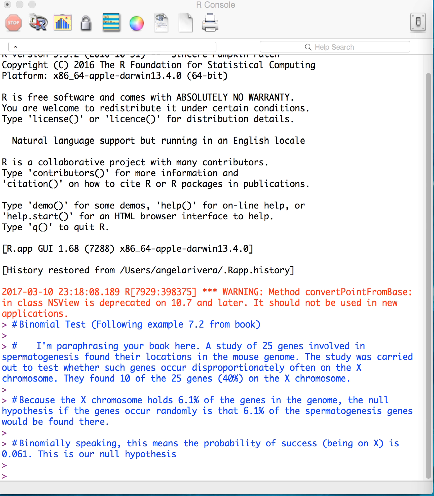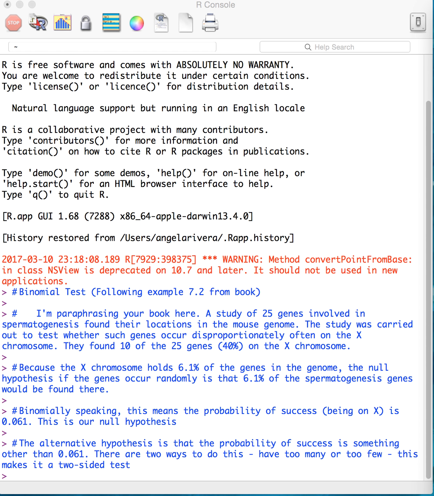So if this is the null hypothesis, that means that our alternate hypothesis is that the probability of success is something other than 0.061. So there are two ways to do this. You could have values on either side, so on either tail of the distribution. They could be greater than or equal to, or they could be less than or equal to. So basically anything other than 0.061.